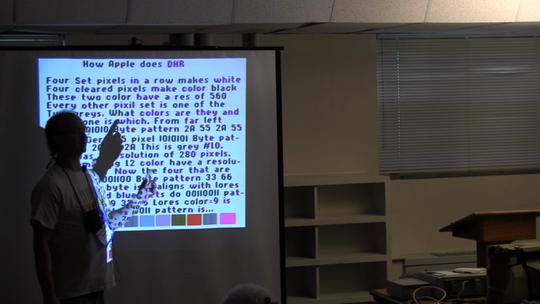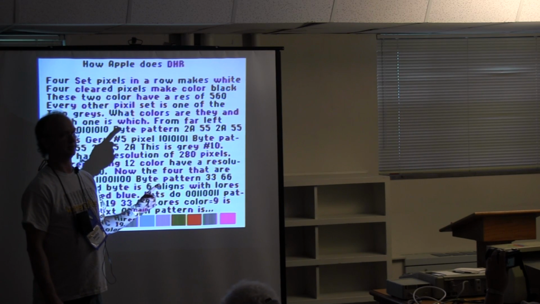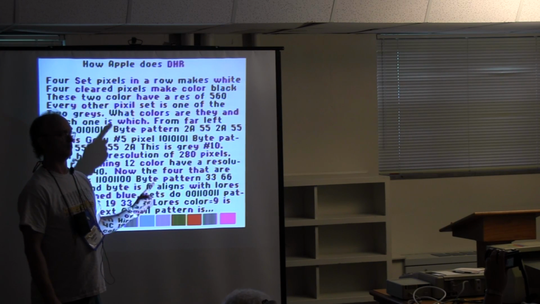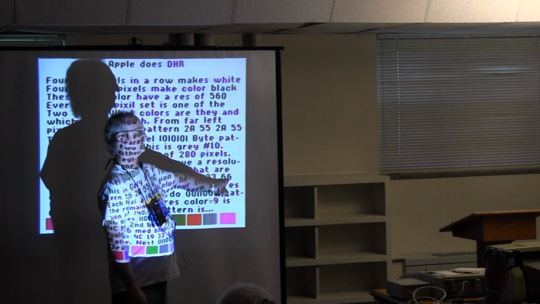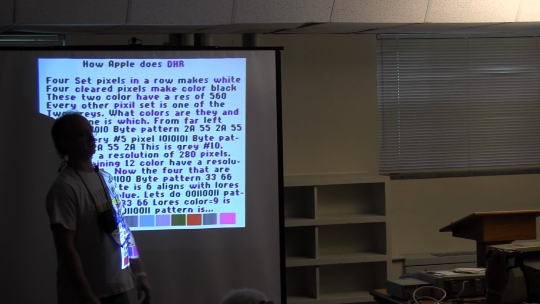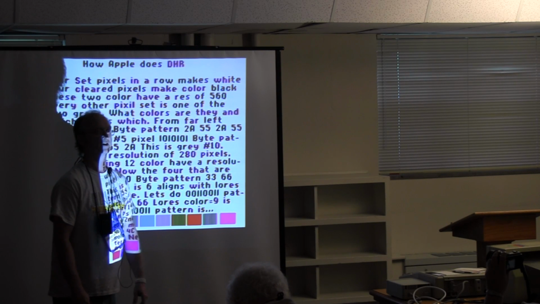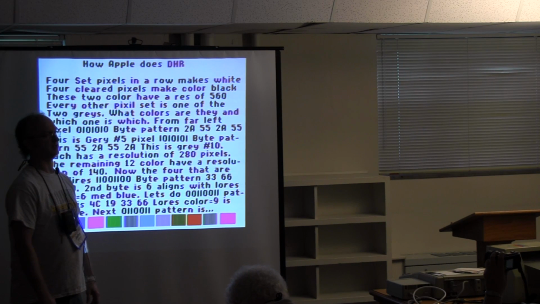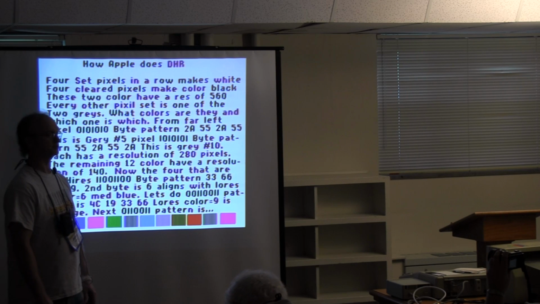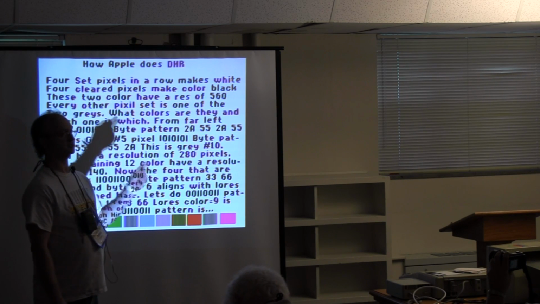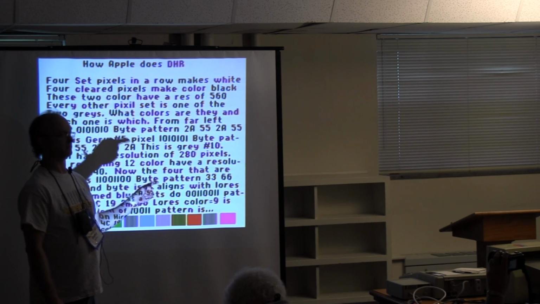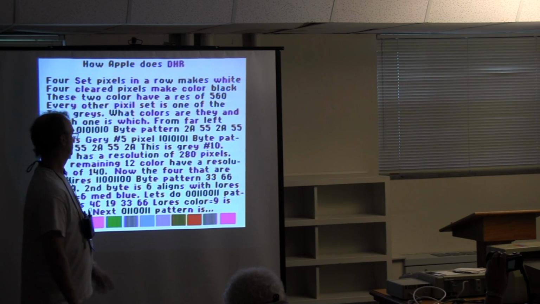Well, remember I said that the second number aligns with low resolution graphics. The second number in this pattern is a 66. Therefore, in low res graphics, if you type color equals 6, you would set a medium blue. And true, yeah. This 33, 66, 4C, 19 is the pattern for medium blue.